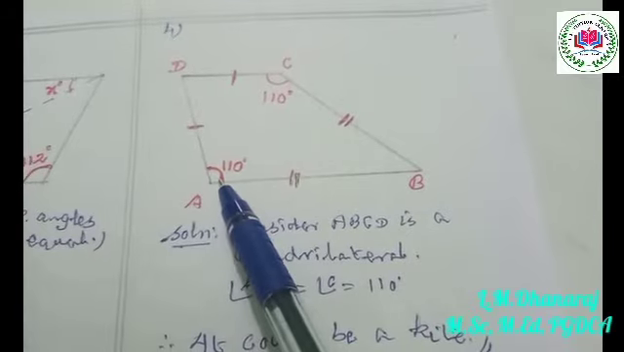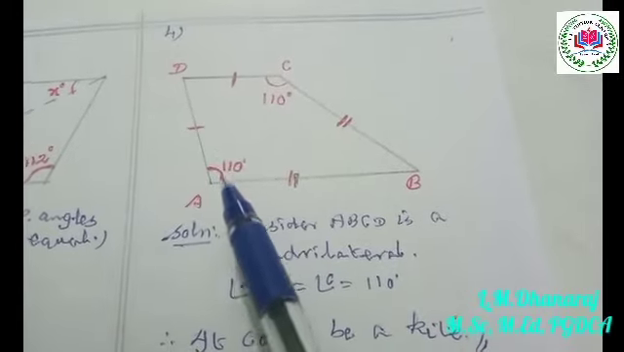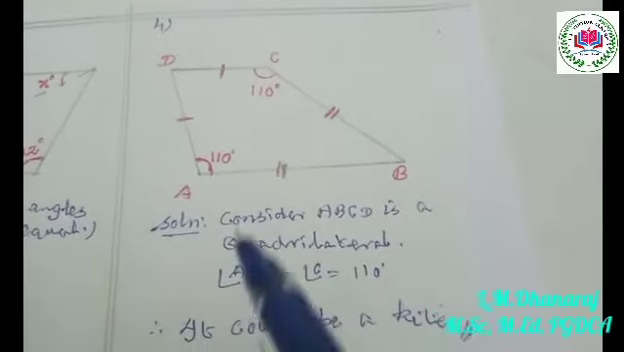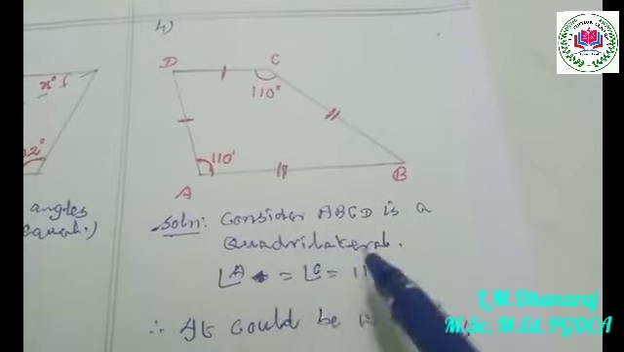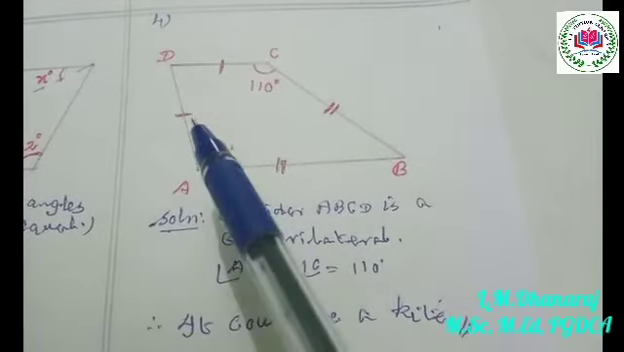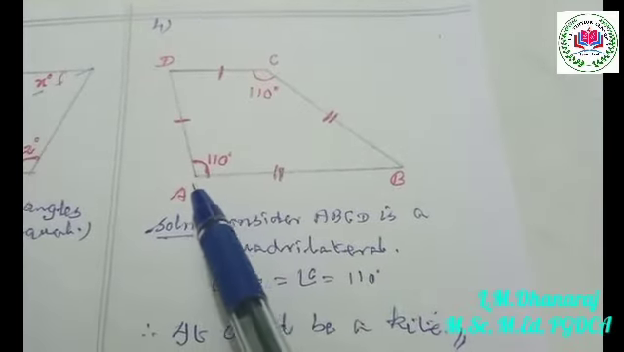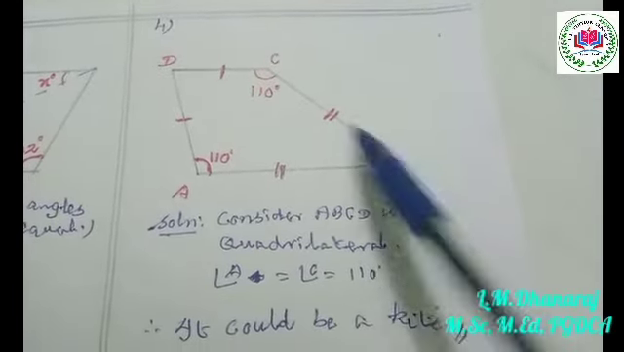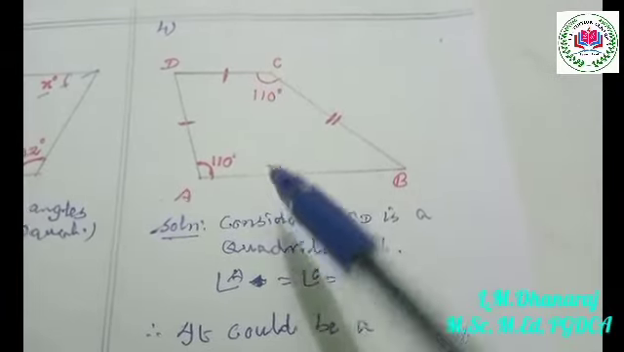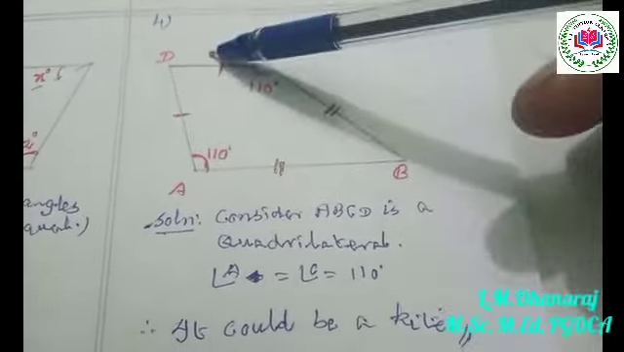Let's move on to the fourth sum. It is given that ABCD, okay. Angle A is 110 degrees and angle C is 110 degrees. We have to consider, you can consider 100 degrees also, anything is possible. Now, since ABCD is a quadrilateral, angle A is equal to angle C. So when opposite angles are equal, from the given diagram, you can say side AB is equal to side BC and side AD is equal to side CD.